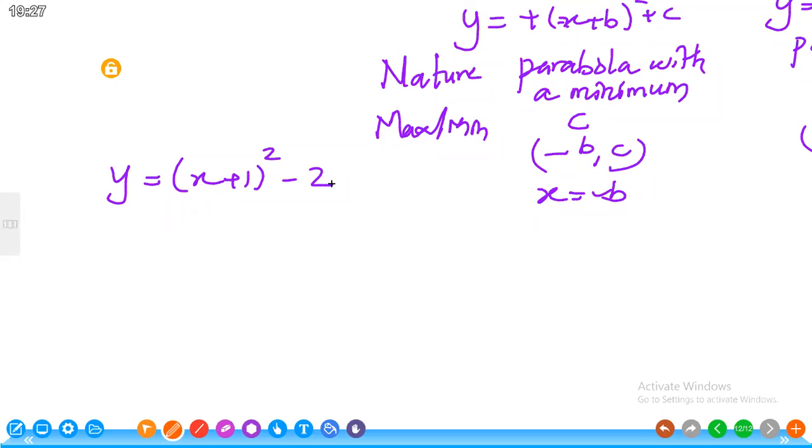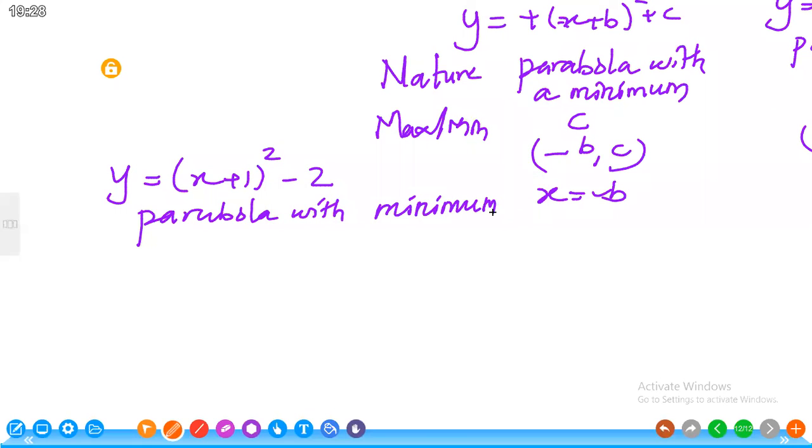Okay, first consider the nature of the graph. What is the nature of the graph y is equal to (x plus 1) all squared negative 2? The nature of the graph is a parabola with what? A parabola with a minimum, because the coefficient of x squared is positive, so the nature of the graph must be a parabola with a minimum value, right? Okay.